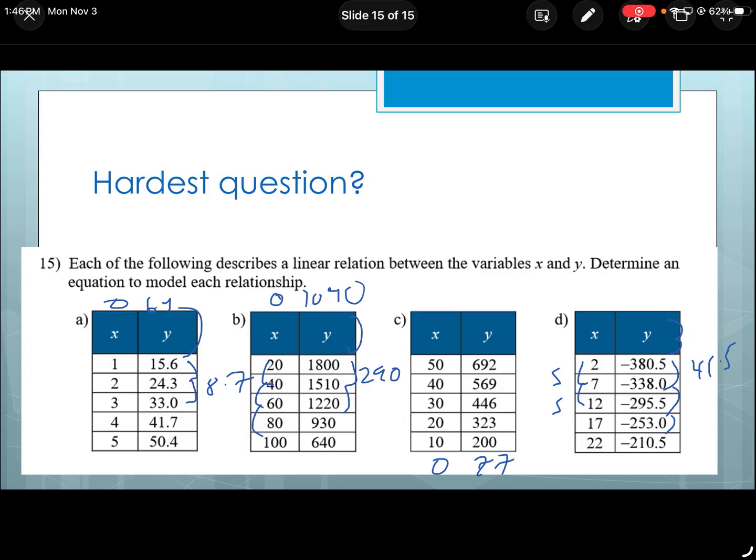Negative, so 338.0 take away 380.5. 42.5. There we go. I knew something was wrong. Couldn't figure out what it was, but there we go. Okay, 42.5. Yeah, okay, now life's better. I'm back being happy now.